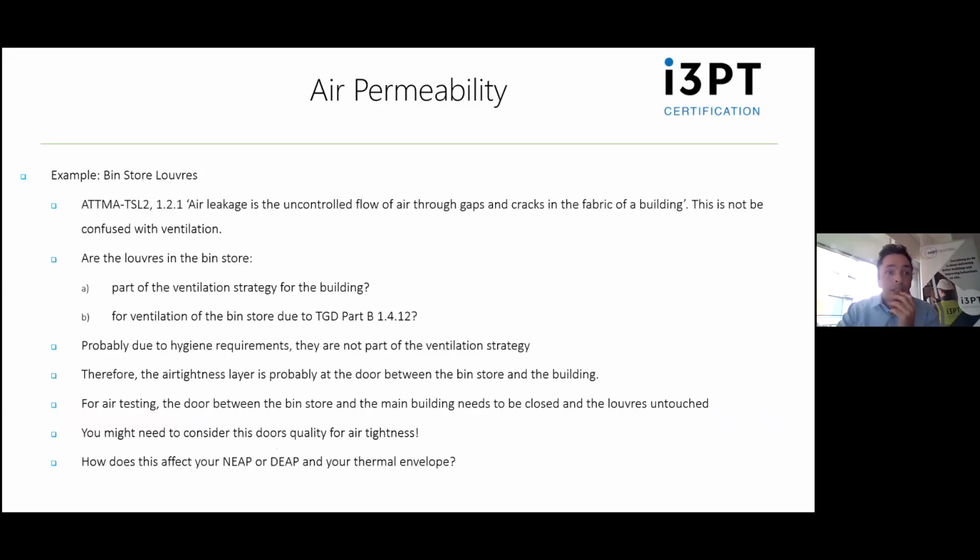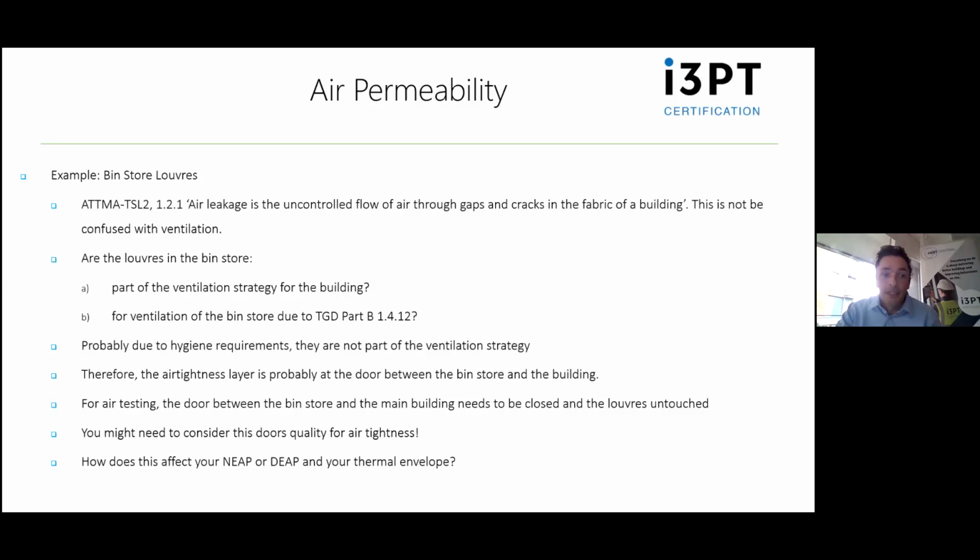So as an example, let's look at a situation where we have a bin store in the building. ATTMA TSL2 says air leakage is the uncontrolled flow of air through gaps and cracks in the fabric of a building. This is not to be confused with ventilation. So are the louvers in my bin store part of the ventilation strategy for the building, or for ventilation of the bin store due to TGD Part B 1412? Probably due to hygiene requirements, they're not part of the ventilation strategy.